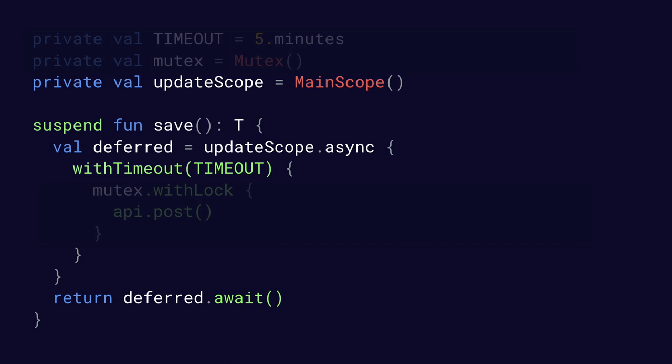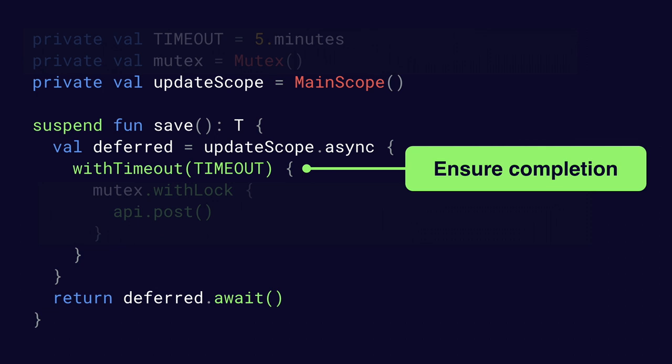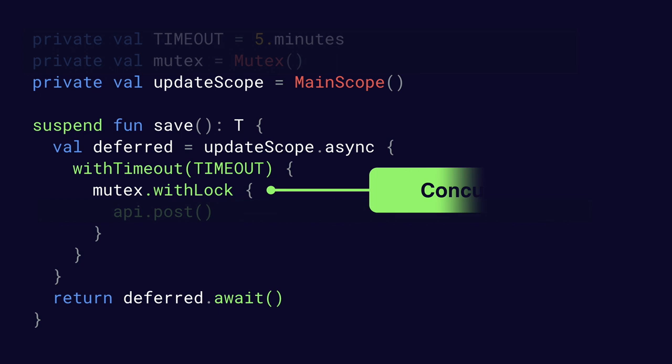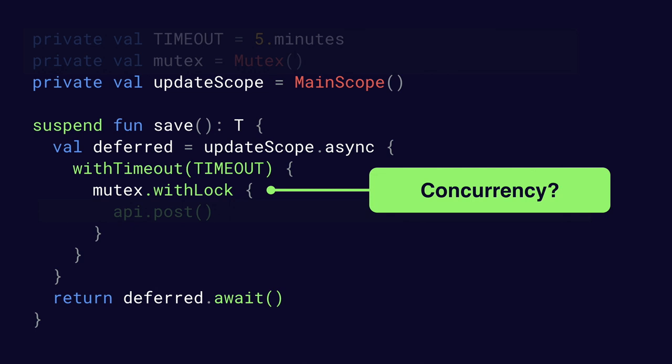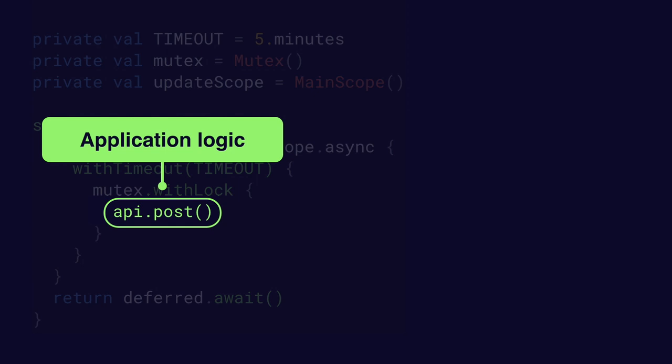Then I need to come up with some way to ensure completion or decide that it's okay if it never completes. The easiest way to do that is to give it a nice generous timeout. And then I need to start thinking about concurrency. So I'm doing this background save operation. Is it okay if 10 of these run at the same time, or do I want these to run one at a time? So these are all considerations I want to start thinking about when I get into unstructured concurrency. And then finally, and this is the real point, I have one line of code that I actually wrote, which is I'm going to actually post that result up to my server.